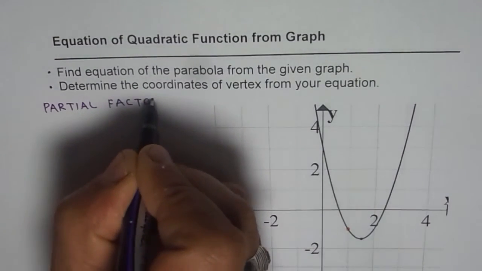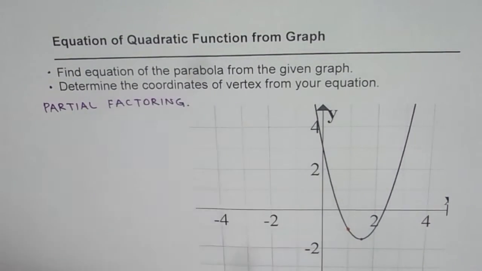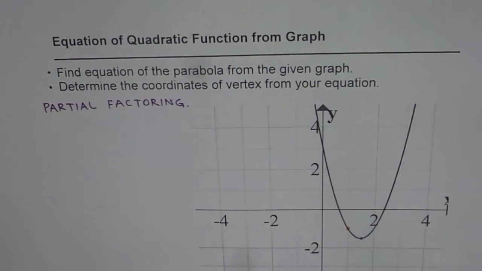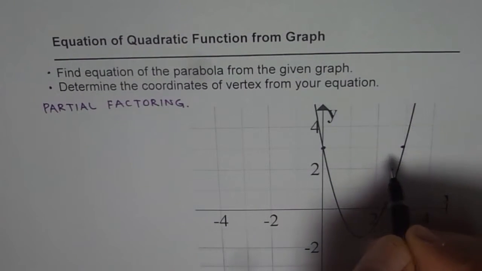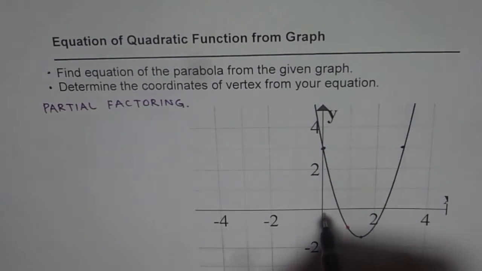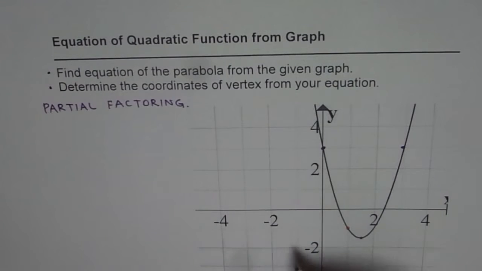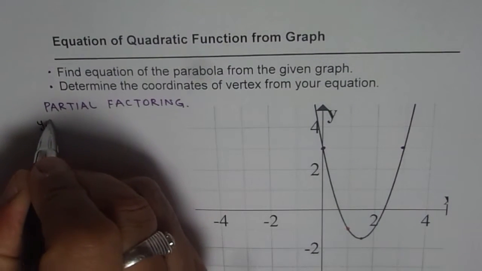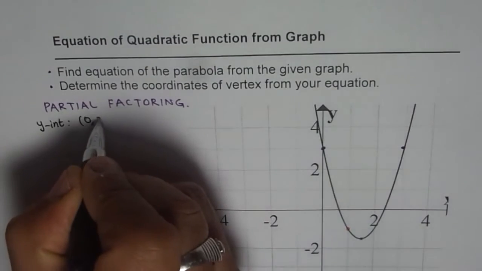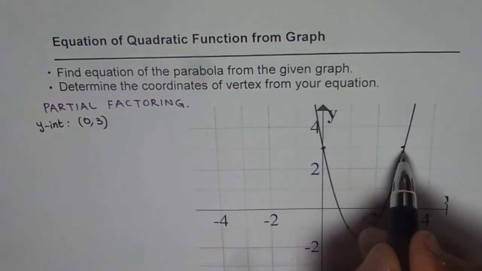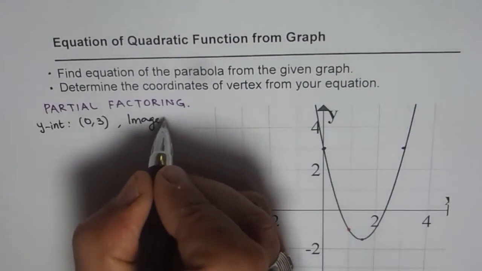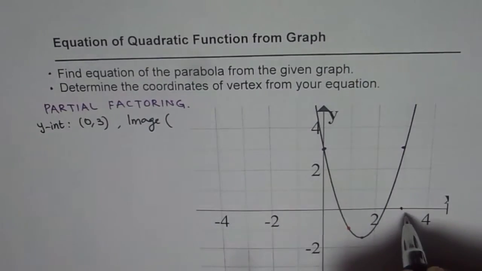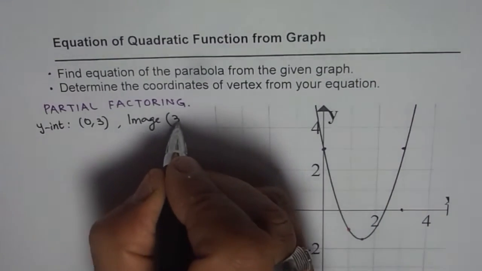So you'll also understand what partial factoring is, and you can apply it to find the equation of a parabola very easily using this method. So in partial factoring, we actually utilize the y-intercept and its image. As you can see, the y-intercept here is at 0 and 3, and the point across horizontally is called its image. Its image coordinate point is at 3 and 3, right? So that is at 3 and 3.